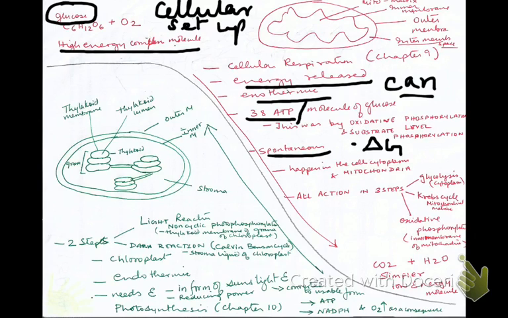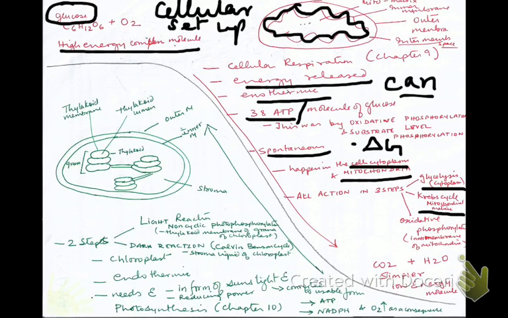It happens in the cell cytoplasm and then in different parts of the mitochondria. All of the action can be summed up in 3 steps: glycolysis, which takes place in the cytoplasm; the Krebs cycle, which takes place in the mitochondrial matrix; and oxidative phosphorylation, which takes place in the inner membrane of the mitochondria. At the end of it, the glucose is completely broken down into carbon dioxide and water.